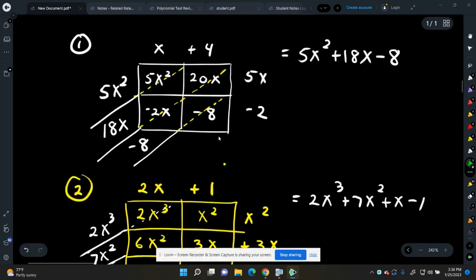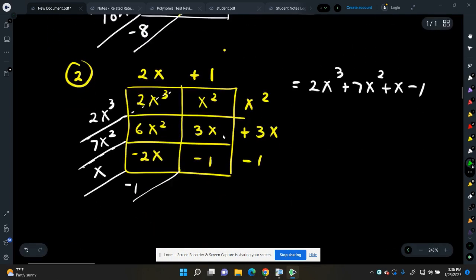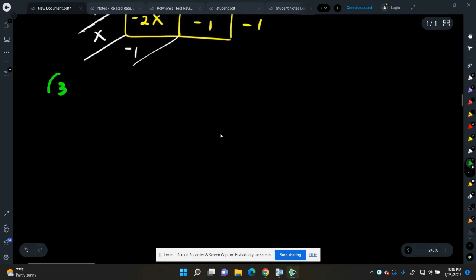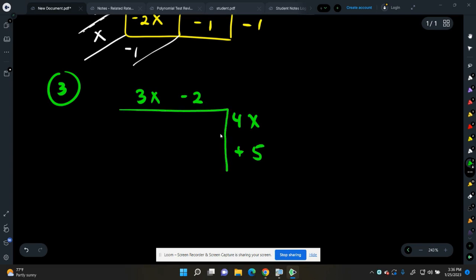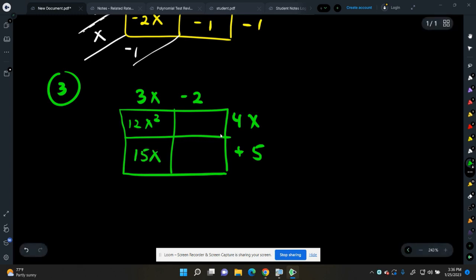Okay, last one. 3x minus 2, 4x plus 5. Okay, 3x times 4x is 12x squared. 3x times 5 is 15x. Negative 2 times 4x is negative 8x. Negative 2 times 5 is negative 10.